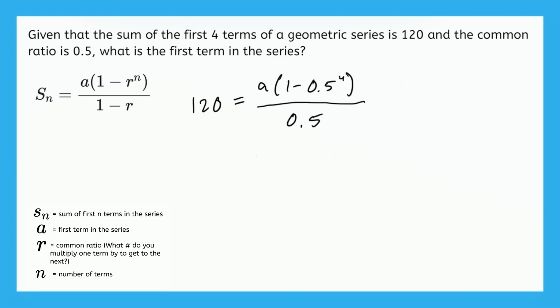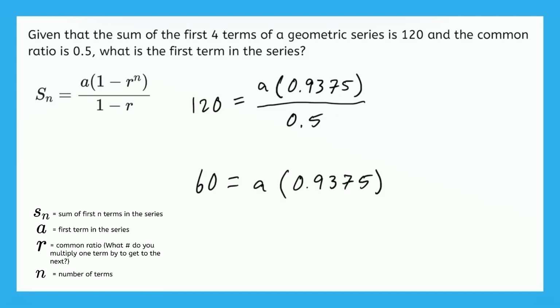So now if you put this entire expression inside the parentheses in your calculator, what do you get? Well, 1 minus 0.5 to the power of 4 will give us 0.9375. Now we have divided by 0.5. So let's multiply both sides by this 0.5 to get rid of that fraction. So the right side times 0.5 gives us just what we had in the numerator, and the left side times 0.5 will give us 60.